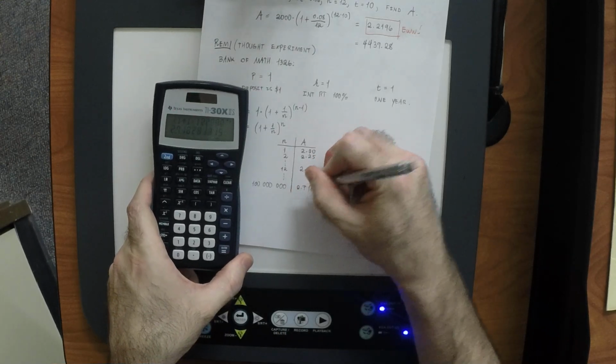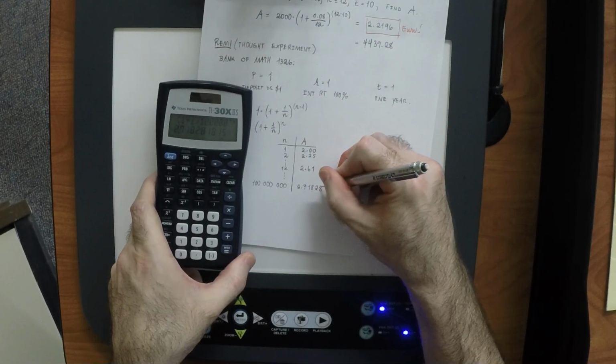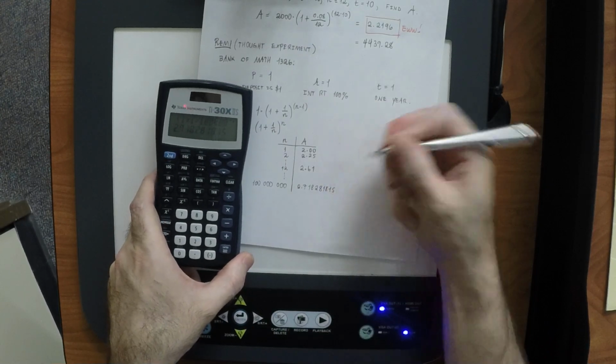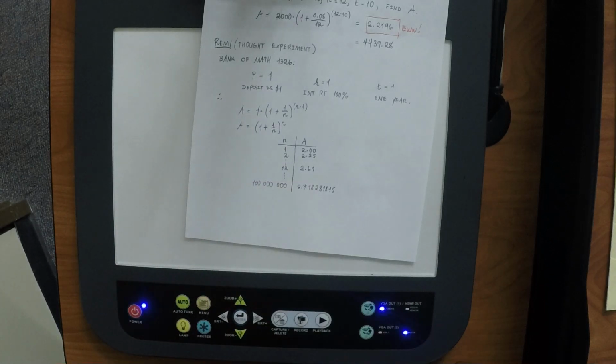2.71828, 1815 according to my calculator. But wait a minute. Do you recognize that number? Yes, it's e.